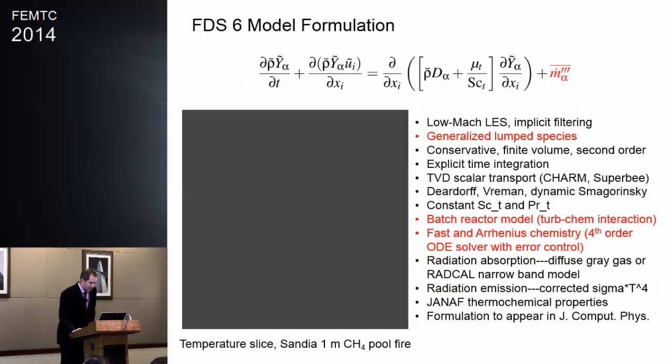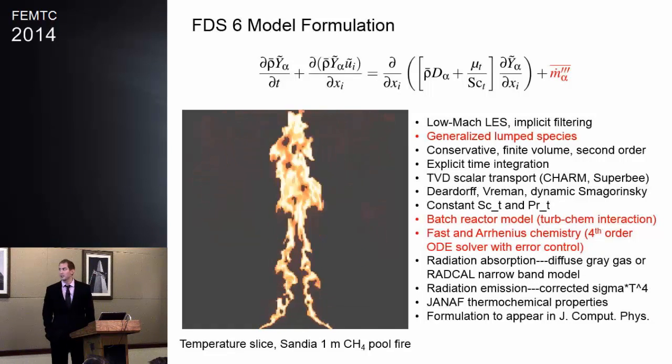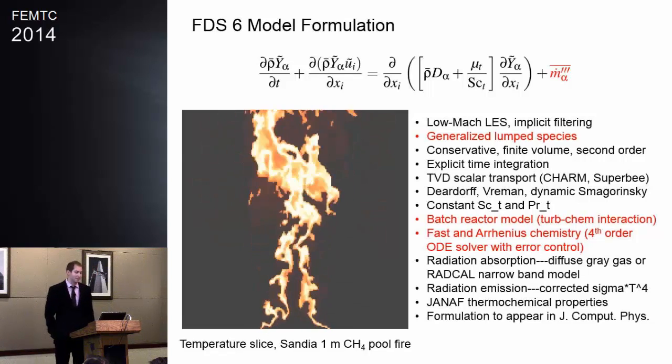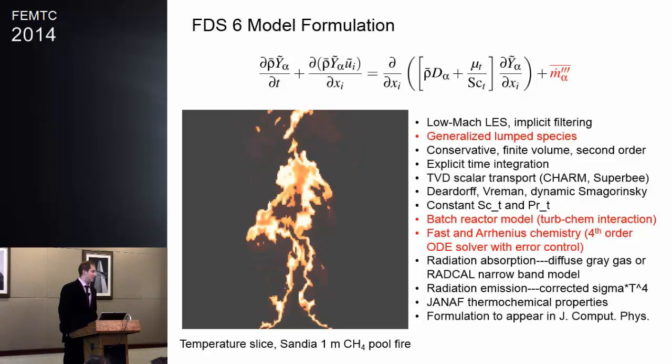The first thing here, this equation that you see, is the LES species transport equation. The focus here is going to be on that last term in red, the m dot triple prime alpha. That's the mean chemical source term. And so how do we close that mean chemical source term when dealing with combustion?